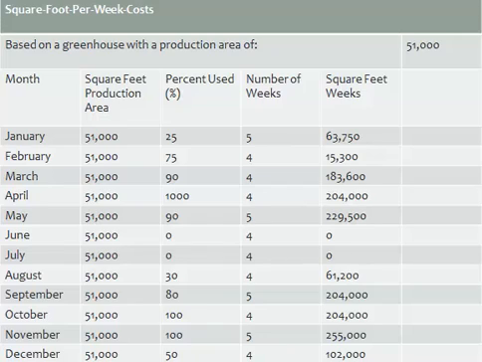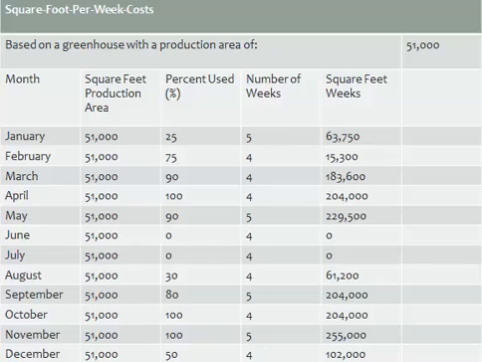So here, and this table is found in your book on page 5, it's table 5, you can see that the total production area was 51,000 square feet. Then you can see each month of the year what percentage of the greenhouse was used, as far as how much of that had plants in it, how much was occupied. You can also see the number of weeks that were in that month. And if we were to multiply across, we would find how many square feet weeks each month is responsible for.